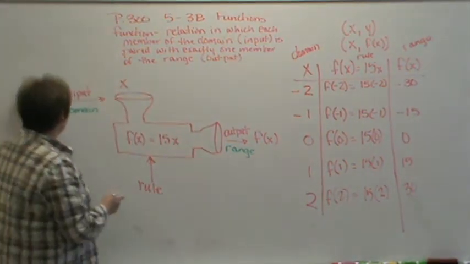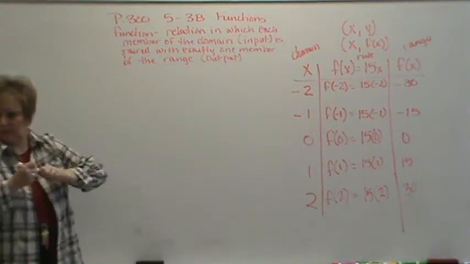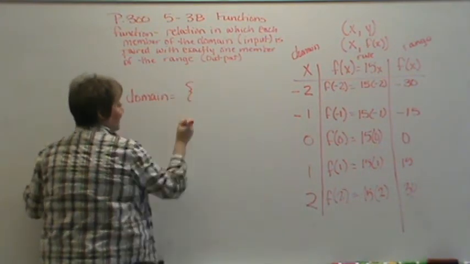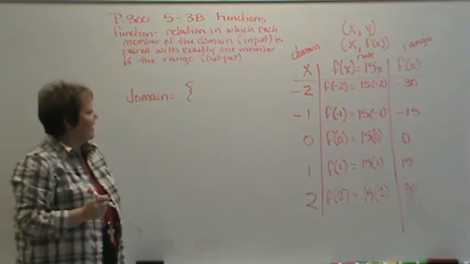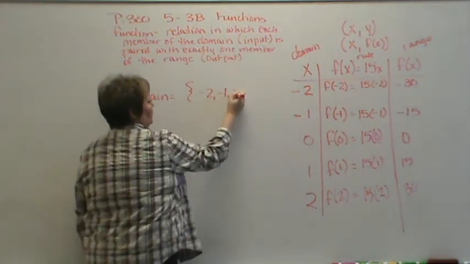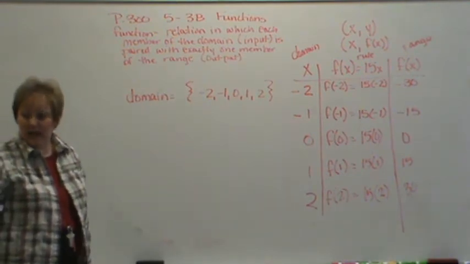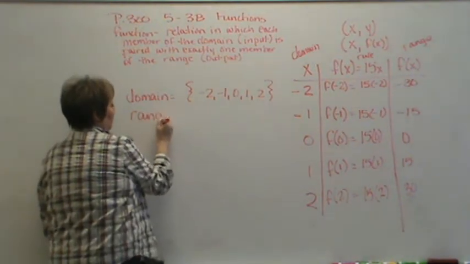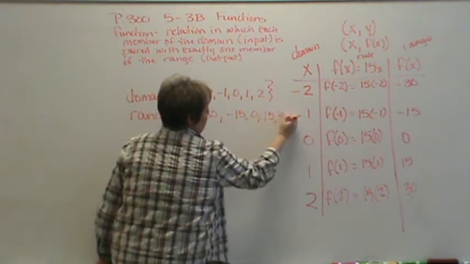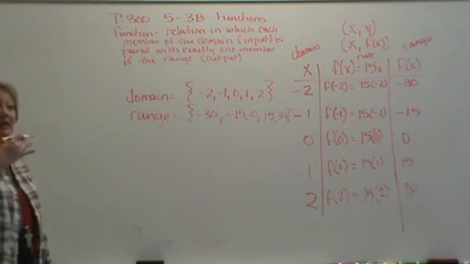Now, let's talk about domain and range just a little bit more. You have picked your own domain, just like you pick your nose. I'm going to be on the test, time to pick my nose. So what is my domain? What numbers did I pick? -2, -1, 0, 1, 2. What numbers did I get for my range? What is my output? -30, -15, 0, 15, 30. Is it making sense? Yes. This is pretty easy. This is kind of leading you into something else.